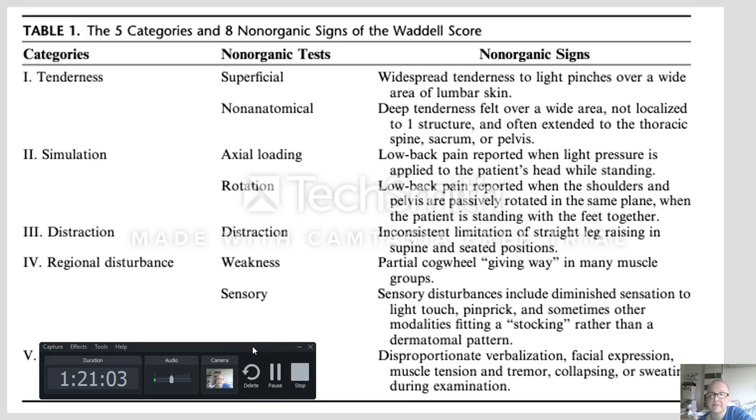Inconsistent limitation of straight leg raising in supine and seated positions. Partial cogwheel giving away in many muscle groups. Sensory disturbances include diminished sensation to light touch, pinprick, and sometimes other modalities fitting a stocking rather than a dermatomal pattern. Disproportionate verbalization, facial expression, muscle tension, and tremor, collapsing or sweating during examination.